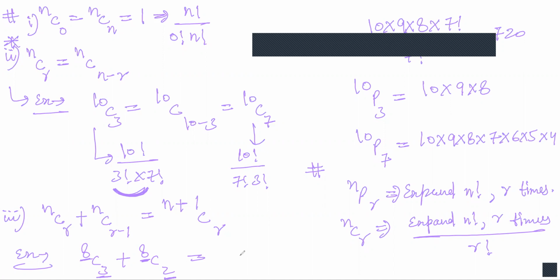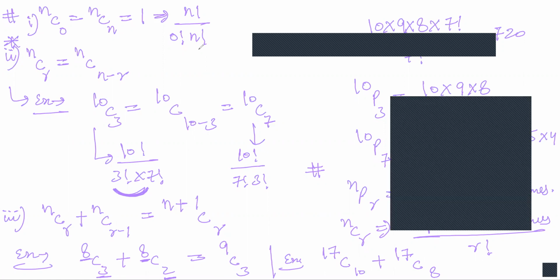Now, how will you add? Add 1 to the upper coefficient and take the greater lower coefficient, which is 3. So the answer is 9C3. For example, you want to add 17C10 plus 17C8. Can I add them? That is my first question. Can I add them?